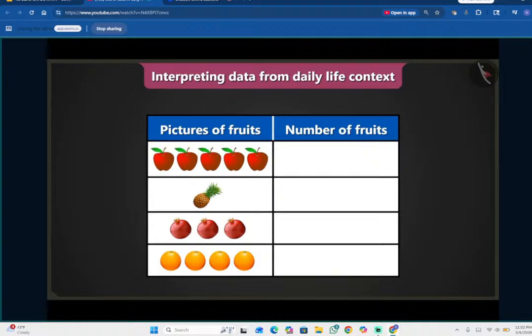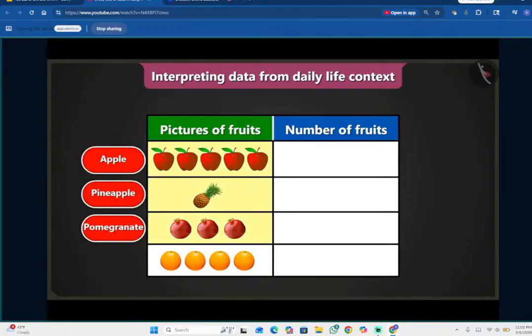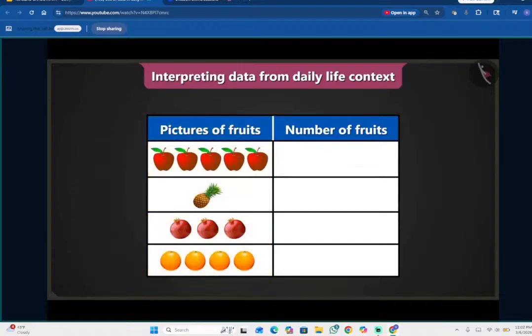How is that? Look, which pictures are there in the column of fruits in the table? There are pictures of apple, pineapple, pomegranate and orange. Now have you understood that the data given is about which fruits? Yes, but how will I know the number of fruits without counting them? It is easy. How many pictures of apples are given in this table? There are 5 pictures of apples. Yes, so we have to write the number of apples, 5, in the column of number of fruits.